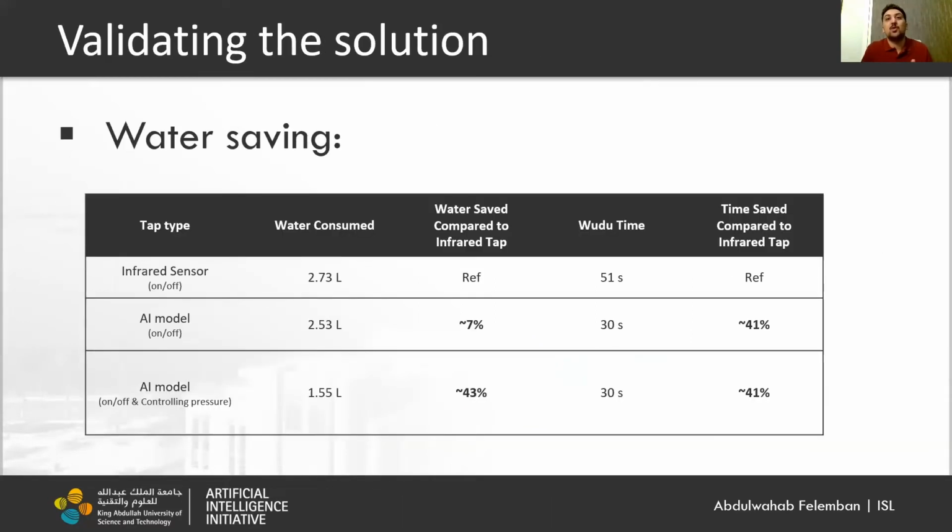So we wanted to sense how good this solution is. Through experiments, taking the infrared tap as a reference, the AI model with binary classification to turn the tap on and off saves around 7% more water. And the multi-class classification tap that can control water pressure based on the need can save up to 43%. Both the on-off tap and the different water pressure tap are more convenient to use, giving us a more seamless experience and hence a faster wudu experience.